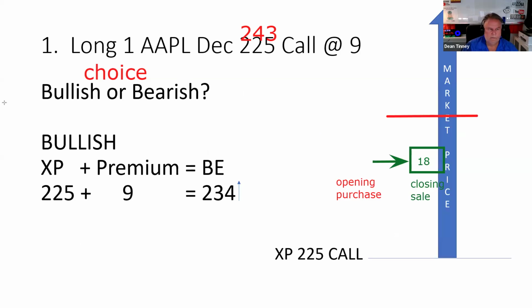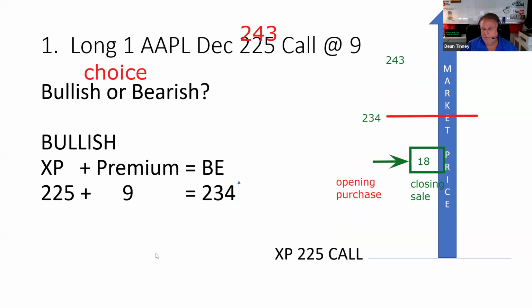Boom. There's our break even at 234. And here's the stock at 243. And so I said, just be careful about whether I'm asking you about the relationship of this to that or this to that. Those are different questions, right? If I ask you, what is the intrinsic value of a 225 call with the stock at 243, that's 18. If I ask you, what is the gain or the loss, I'm asking you now to kind of net those numbers. And that's a different question.